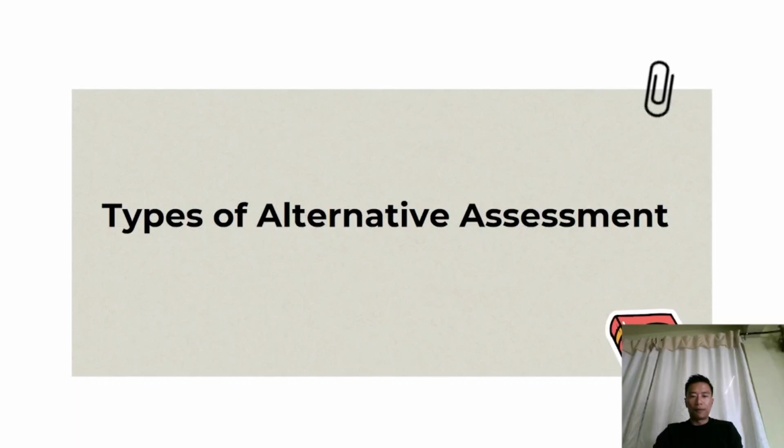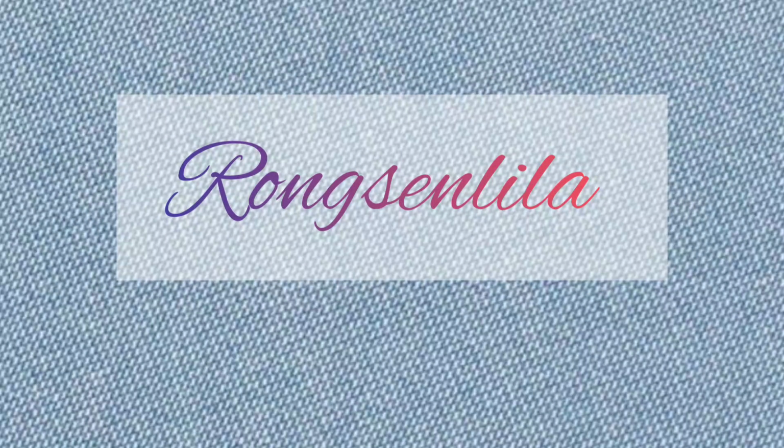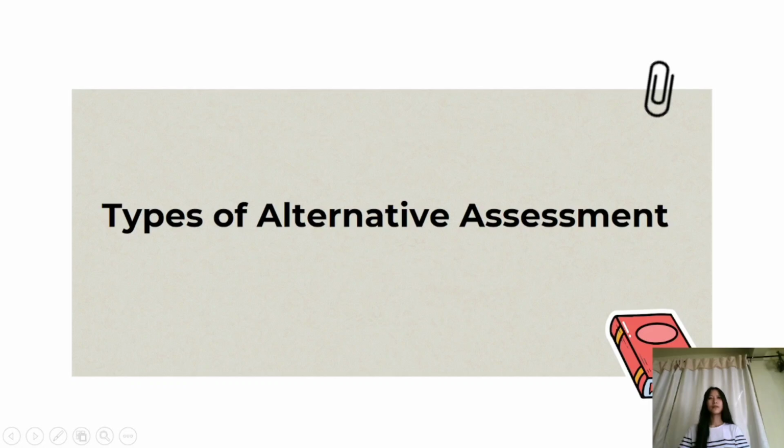So, for the types of alternative assessment, I would like to give time to my fellow presenter, Ronson Lila. Let us now look at some alternative ways of assessing learners in science.